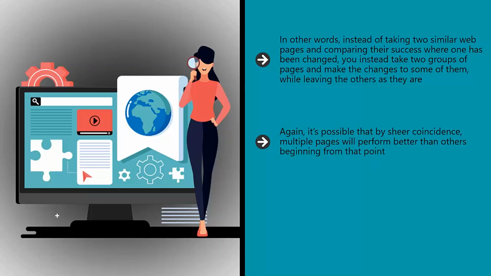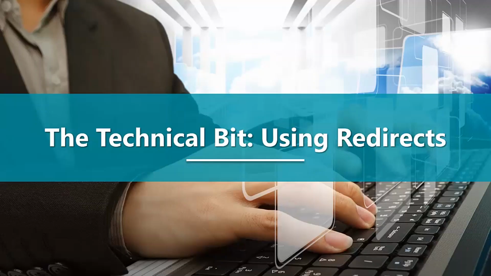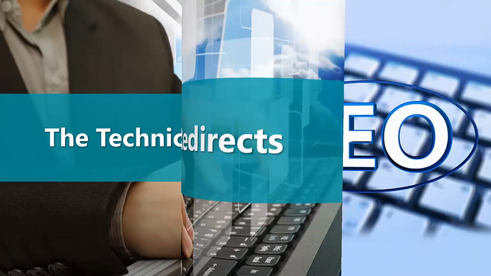But that's when you use the statistical significance tests, compare the new and the old ranking positions of those in Group A to those in Group B, and then find out if the data suggests an effect. This is the main technique that this training will be recommending for carrying out split tests, and we'll call it the matched pages method. The technical bit, using redirects.